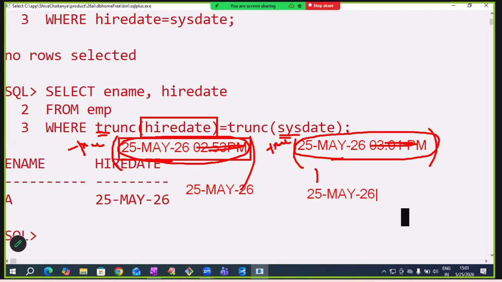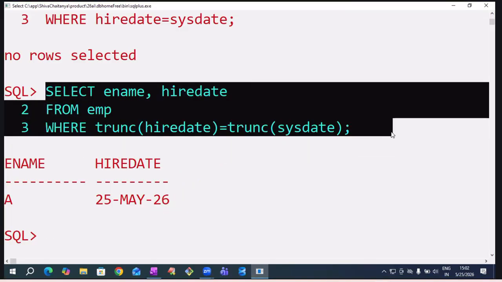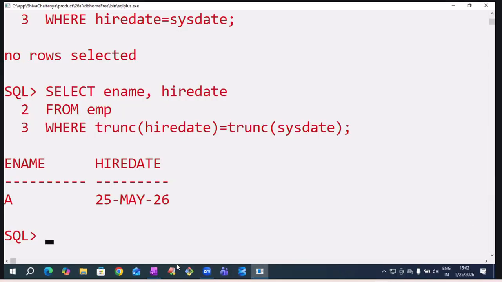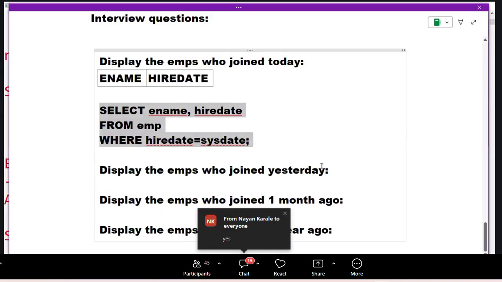Is 25 May 26 equal to 25 May 26? True. That is what is displayed. So please confirm, sir, did you understand this query? For the remaining three examples, the same point is applicable.